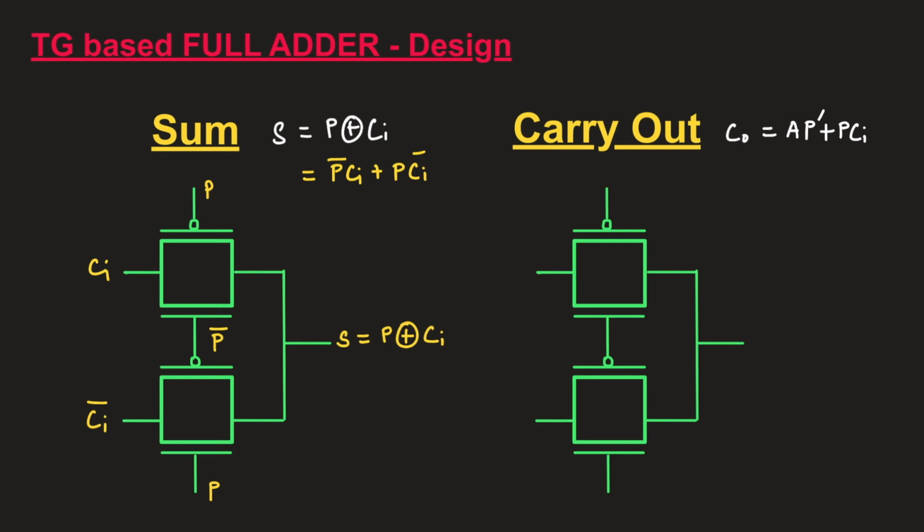So for carry out expression also I am going to choose P as my control signal. So therefore this will become P, P bar and P. And for P bar, I need A as my input. And for P, I will have to give Ci as my input. So therefore, at this point, I will have C0 is equal to A P bar plus P Ci. I think people might find the implementation of this particular expression in TG to be new. So I'll just explain here how we have obtained this A P bar plus P Ci from this TG based implementation.